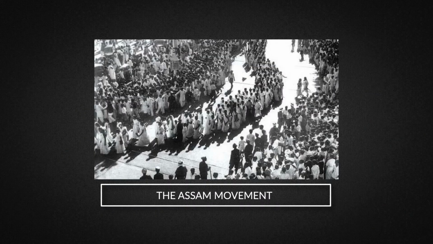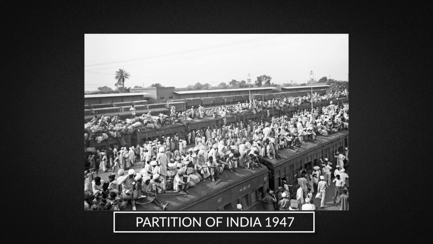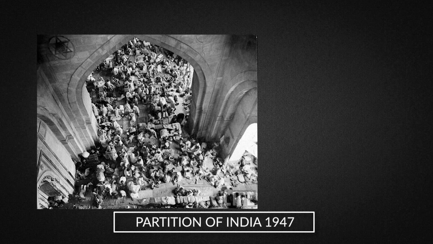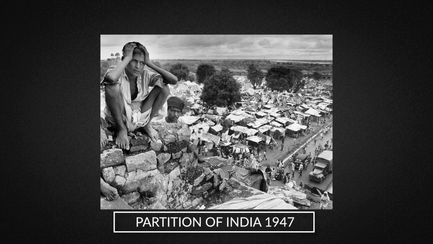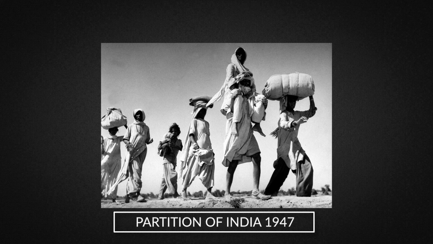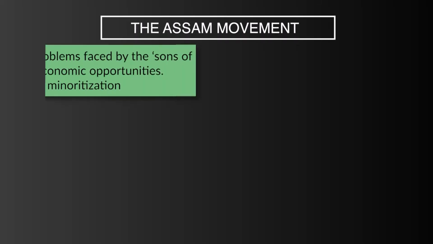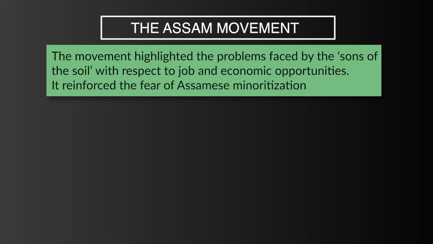Now, let me look at the Assam movement. In Assam, a similar nativist movement arose in the 1970s. Assam and Bengal in the eastern part of India have seen an influx of refugees after partition in 1947. People have come from 1947 onwards at different points of time, even after the borders were redrawn. Now, this particular movement emphasized the sons of the soil policy with respect to jobs and economic opportunities, and it feared that the Assamese would be reduced to a minority because the borders were porous.